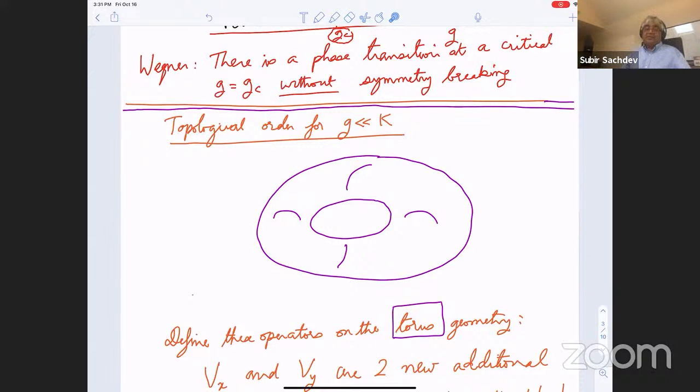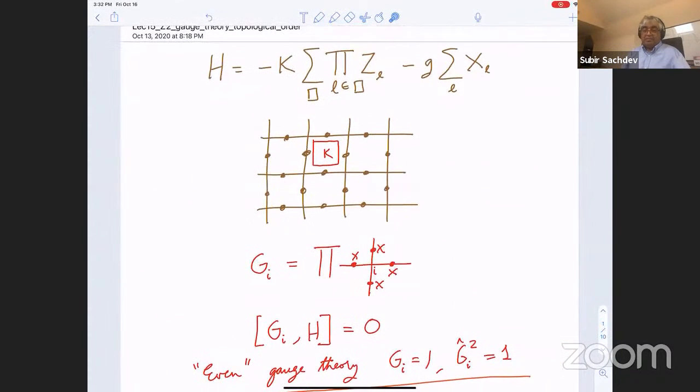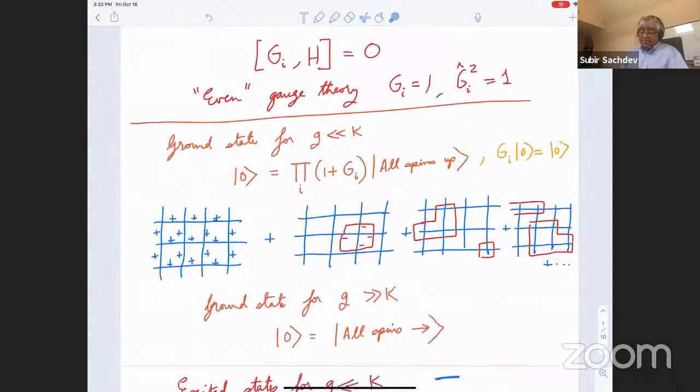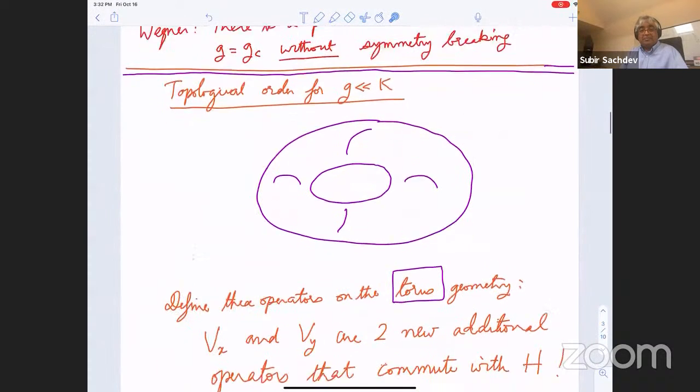So what happens on the torus is that there turn out to be new operators that commute with the Hamiltonian. So far I've asserted, and this is correct, that for this type of Hamiltonian, the set of G's exhaust the set of operators that commute with the Hamiltonian. That is, all the operators that commute with the Hamiltonian are either the G's or products of the G's. You could take G1, G2, G3, G4. That's an operator that will definitely commute with the Hamiltonian. So the G's generate all the conservation laws. But when you put it on a torus, that's not true. There turn out to be two more operators that commute with the Hamiltonian.